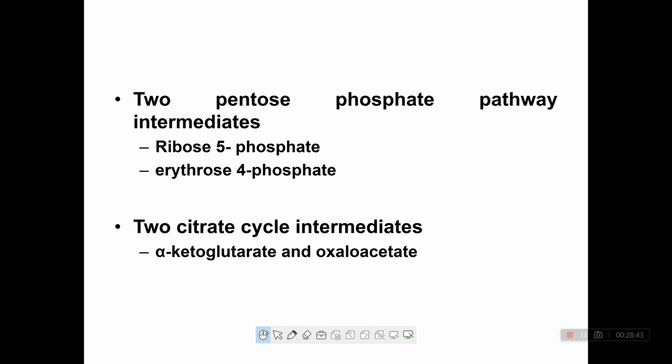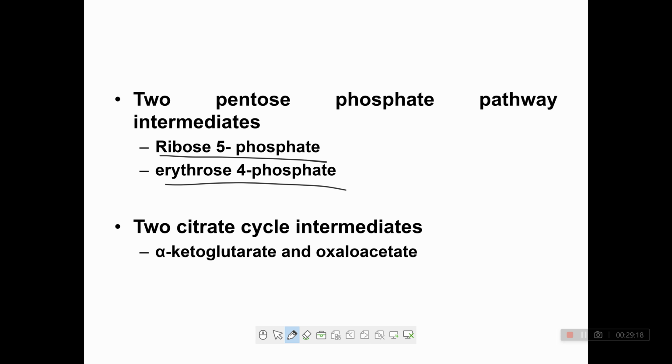Next is the pentose phosphate pathway. Already I discussed it in the first slide. The intermediates of the pentose phosphate pathway that are used are ribose 5-phosphate and erythrose 4-phosphate. And next are two citrate cycle intermediates, that is alpha ketoglutarate and oxaloacetate. Remember these three metabolic pathways.